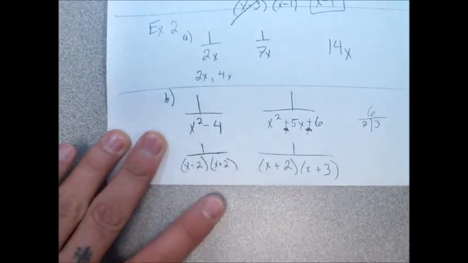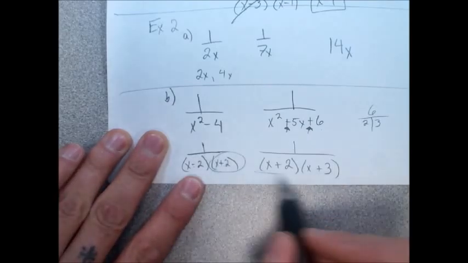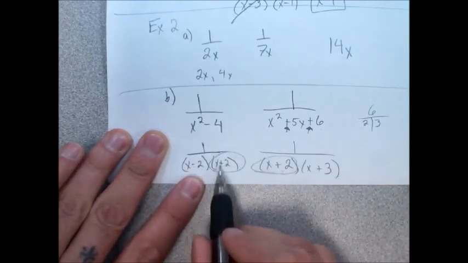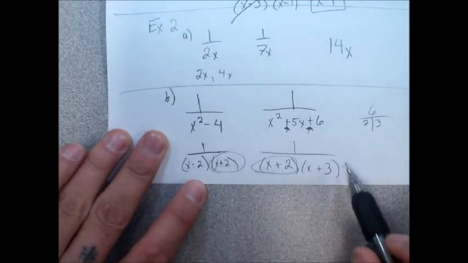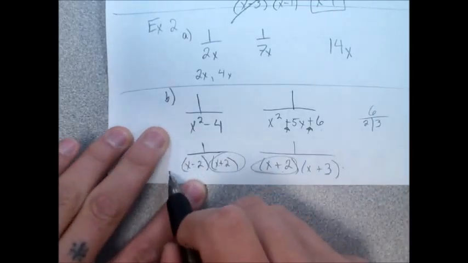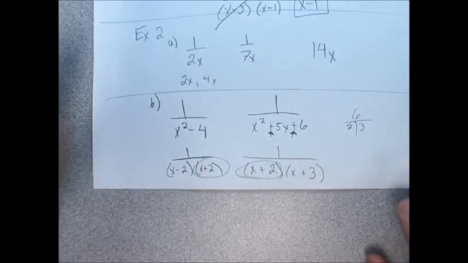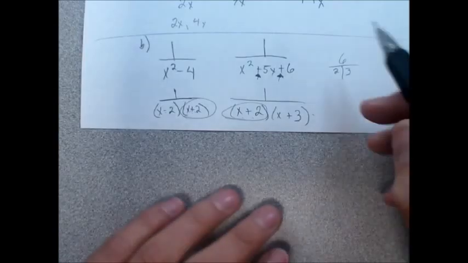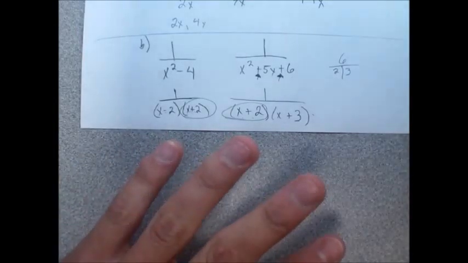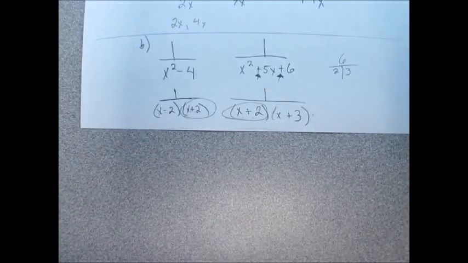So now I look. This is a common factor. These are my common factors. So what would I need to multiply this one by, and what would I need to multiply this one by? It seems just like we would do, okay, so we're looking for the least common multiple.